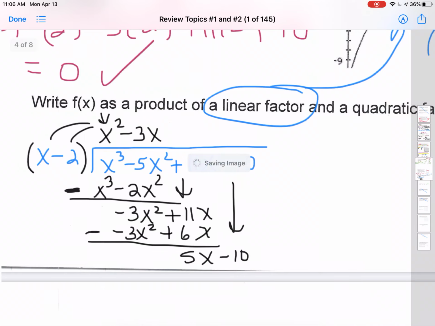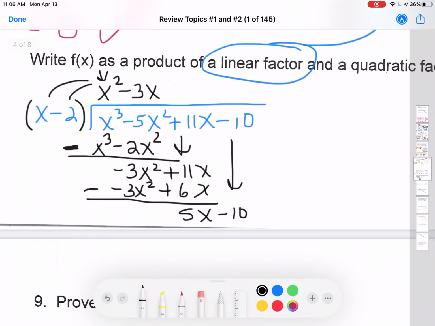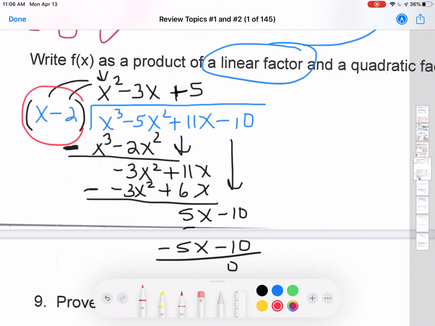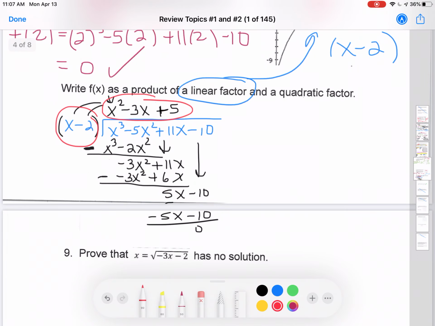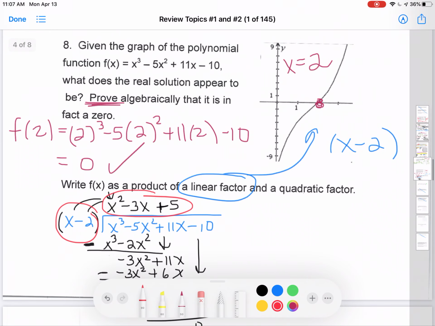Let's see if I can get some more room here. I think I can write on that. Okay, and then one more time. I'll distribute with a 5 to get 5x minus 10. And there we go. Okay, so what does this mean? This means that x minus 2 times x squared minus 3x plus 5 gives me that polynomial function that I started with, that cubic function up top.